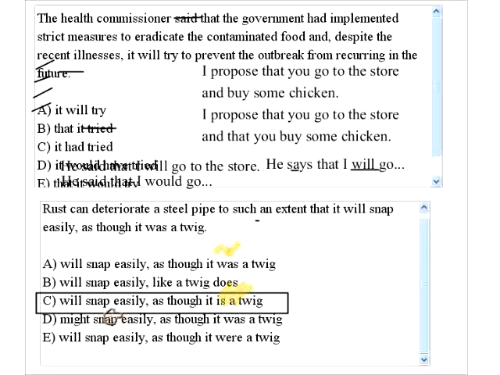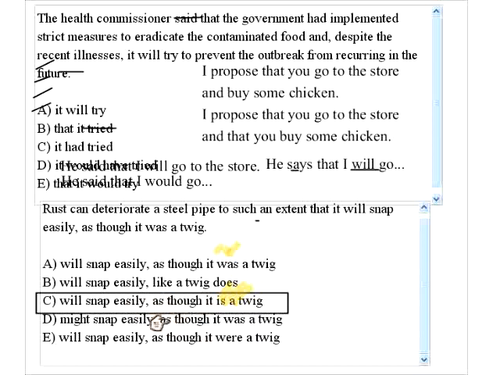Whenever you say as though or as if, I actually corrected someone on this in the chat window, you go with were. Were is the subjunctive form. Even though it's singular, were is the subjunctive that we use with conditional structures, such as if it were, as though it were. Why not is? Yeah, the answer is E. Why not is? I don't actually see is anywhere. Oh, as though it is a twig, because that's not subjunctive.